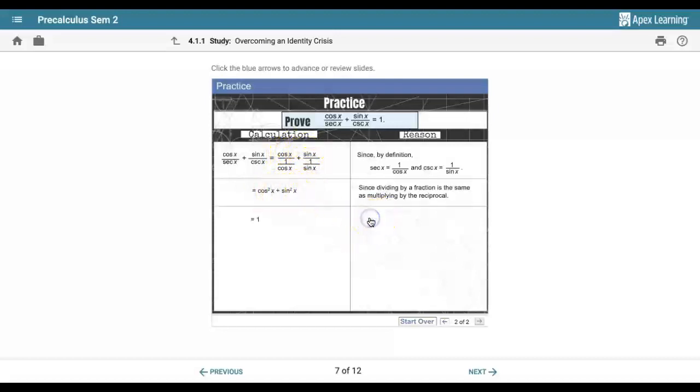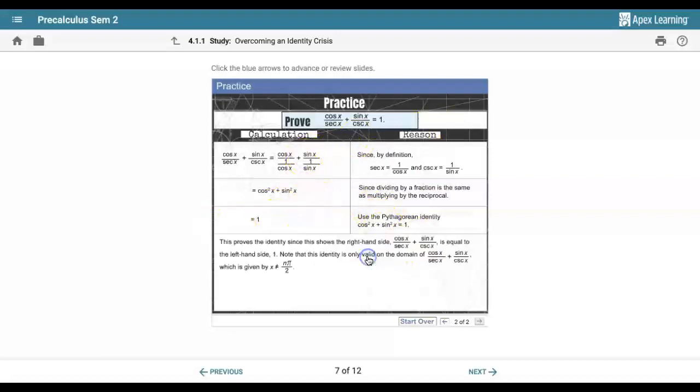All right. And then, of course, we know one of our principal identities here is that cosine squared plus sine squared gives us 1. Therefore, 1 equals 1, and we're done. But something that we're now adding on here are those restraints where this is not true. And that would be anywhere where secant is undefined and cosecant is undefined.